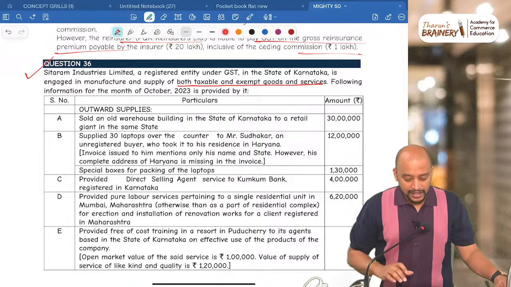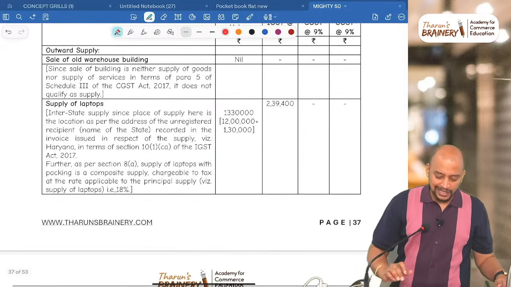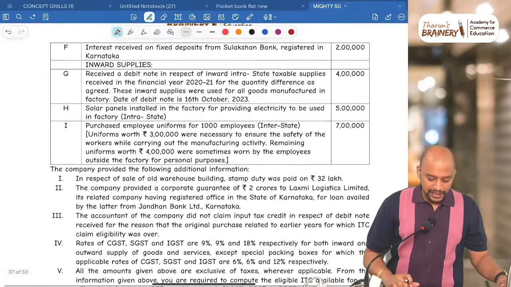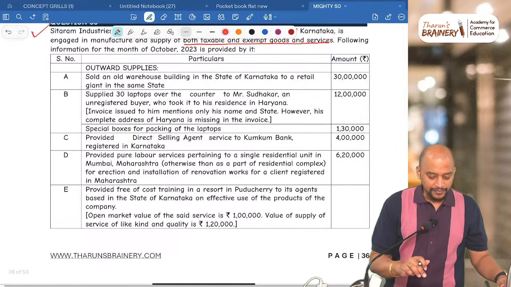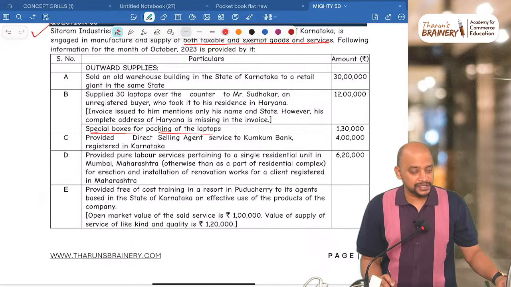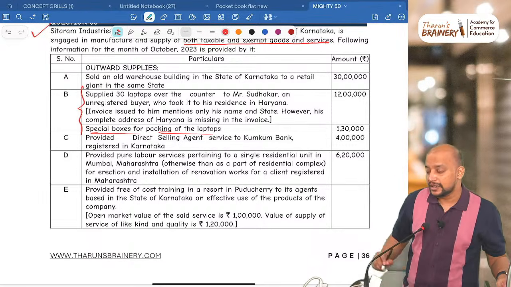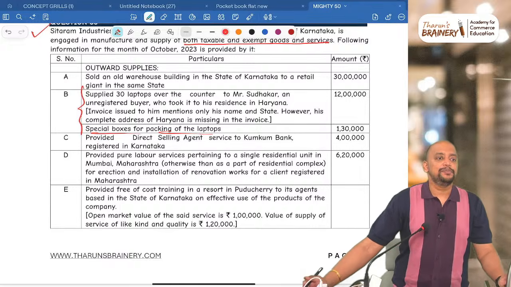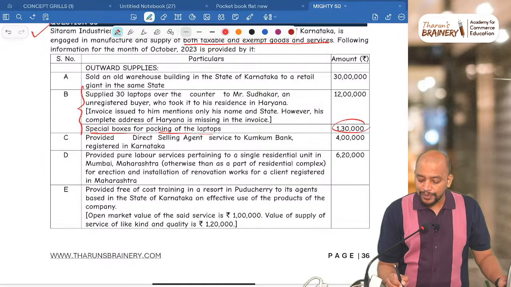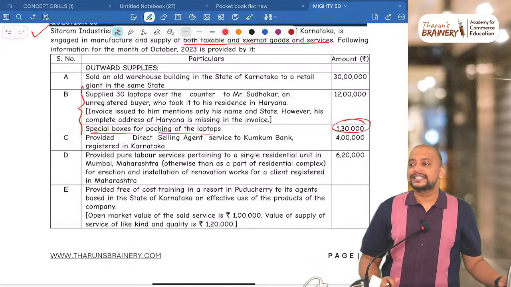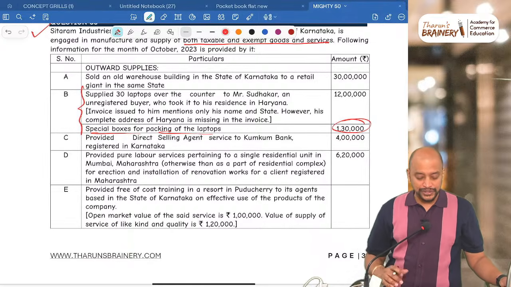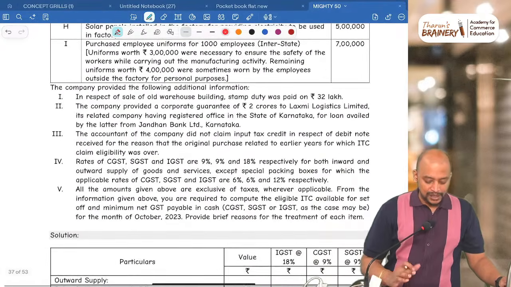So in statement 1 we will take 12 lakhs, and on that GST will be payable. But related to this they have given one point: special boxes for packing of the laptops. Now apply composite supply to this. Composite supply, because packing is naturally bundled in the ordinary course of business, and definitely it should be included as per 15(2)(c). Any incidental expenses should be included in the value. So therefore 12 lakhs plus 1,30,000. Moreover, the rate applicable to the laptop will be taken.